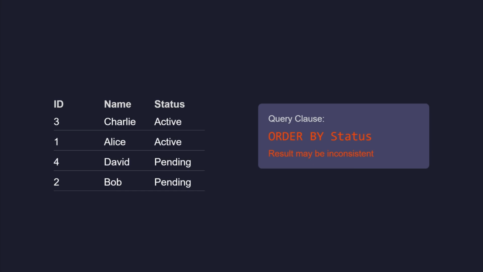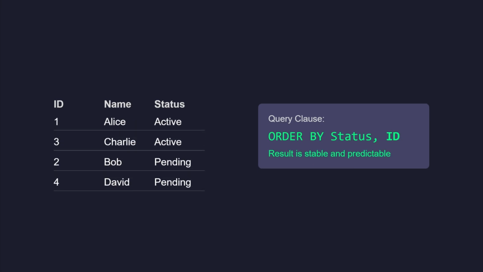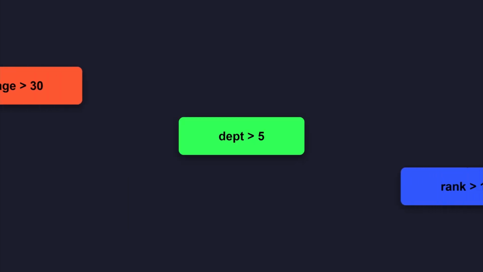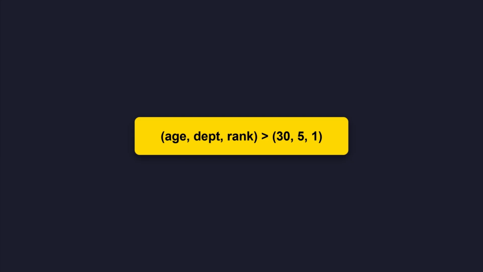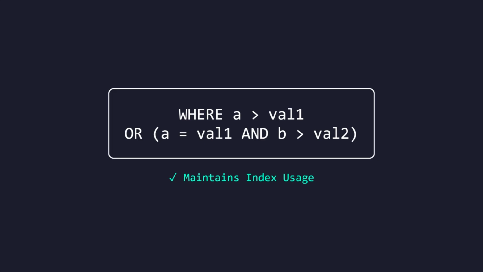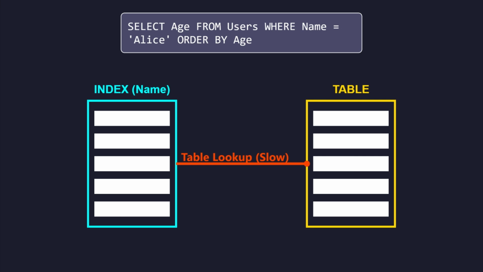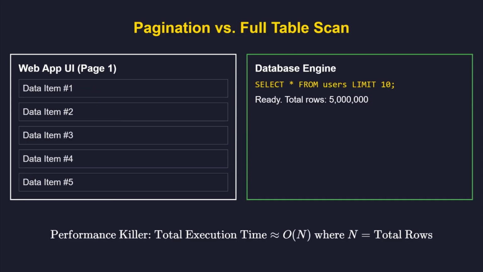When sorting by non-unique columns, append the primary key to the order by clause to ensure a stable and predictable result set. Use row value constructors to handle multiple filter conditions cleanly. This allows the database to compare tuples in a single operation. If your database system does not support row value constructors, expand the logic into nested where conditions to maintain index usage. Design your indexes to cover the columns used in both the filter and the sort. This allows the database to skip table lookups entirely.